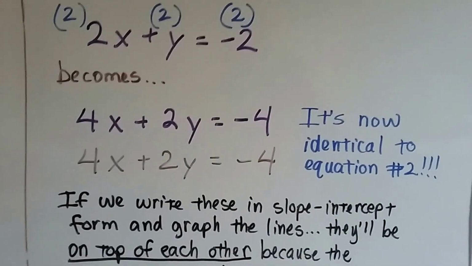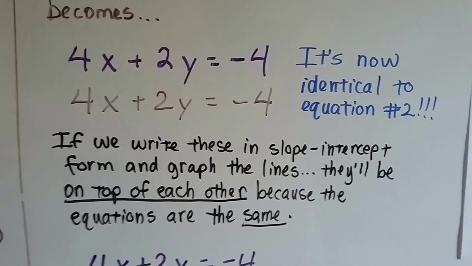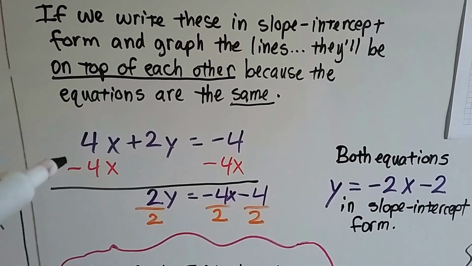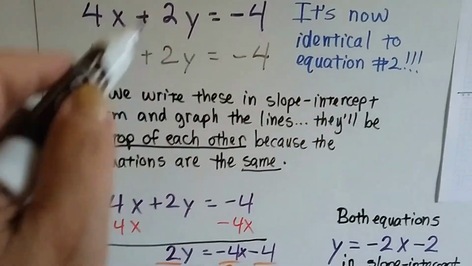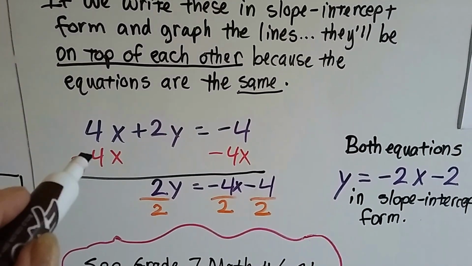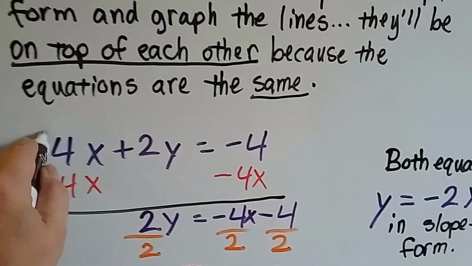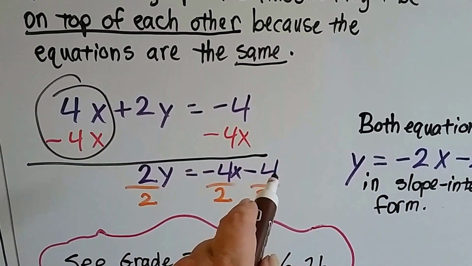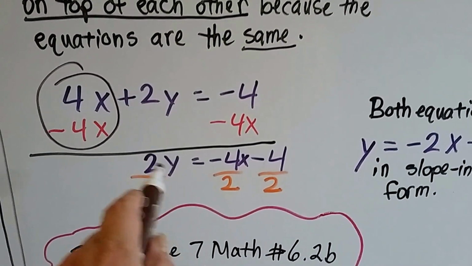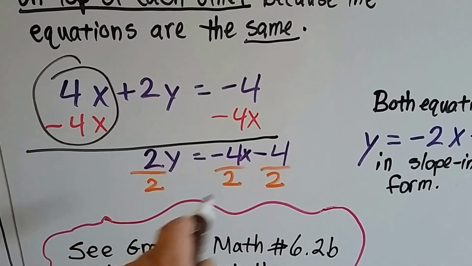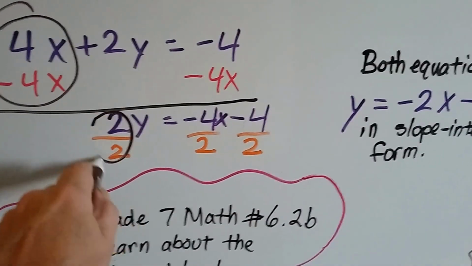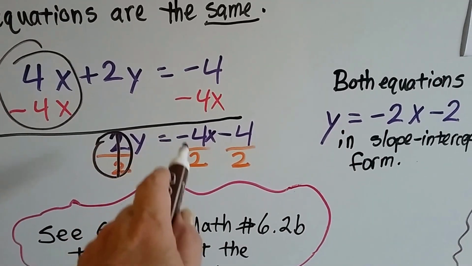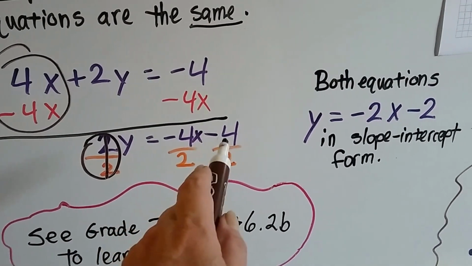So what's going to happen if we graph these? Well, if we write these in slope-intercept form and graph the lines, they'll be on top of each other because the equations are the same. So let's put them in slope-intercept form. We only need to do it to 1 because they're identical, right? So we take away negative 4 from each side, and that's going to get the 2y by itself. Then we're going to have 2y equals negative 4x minus 4. And to get this y by itself, because 2y is multiplication, we're going to divide each term by 2. It's going to give us our buddy, the invisible 1 here. So we've got 1y, see, y, equals negative 2x minus 2.